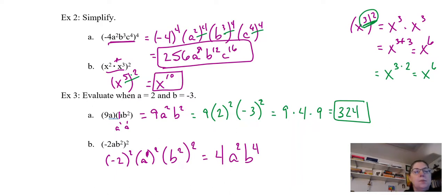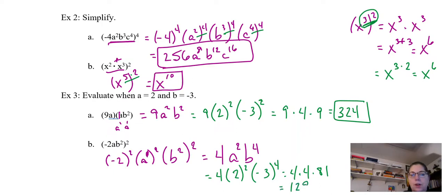Now I'm going to plug in my numbers. It's the same numbers as above. A is 2. We're squaring it. B is negative 3. And we're doing that to the fourth power. I have 4 times 4 times, again, I have an even amount of negatives, so it's positive. 3 times 3 is 9. 9 times 3 is 27. 27 times 3 is 81. 4 times 4 is 16. 16 times 81. So this ends up being 1,296.